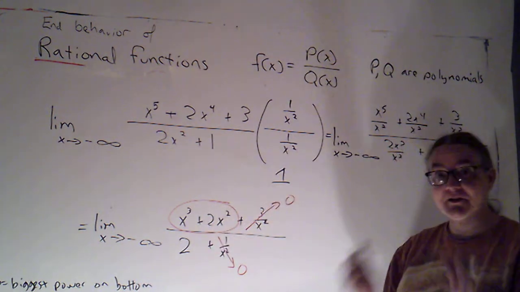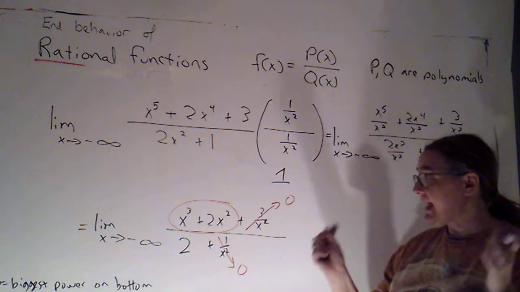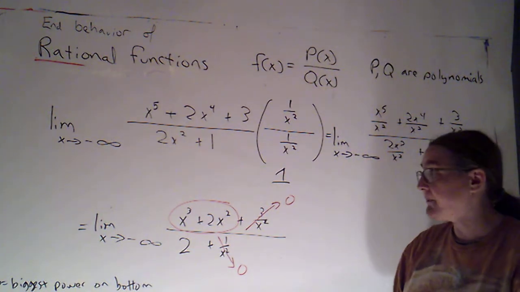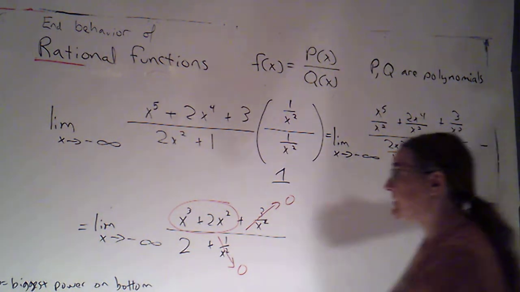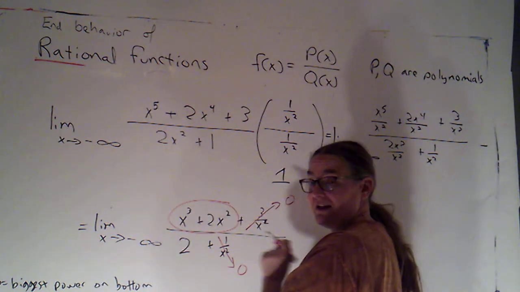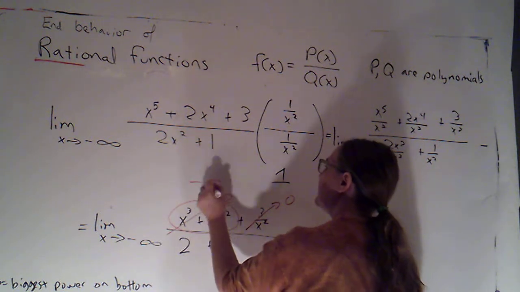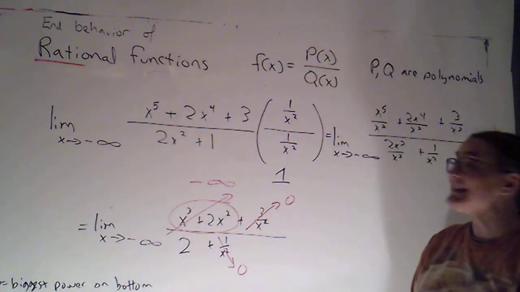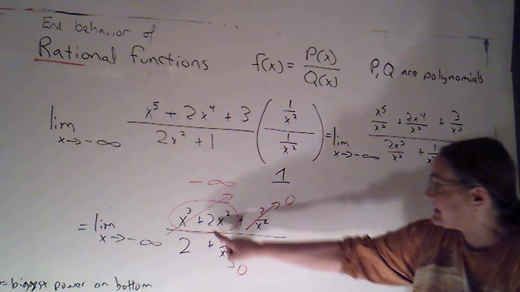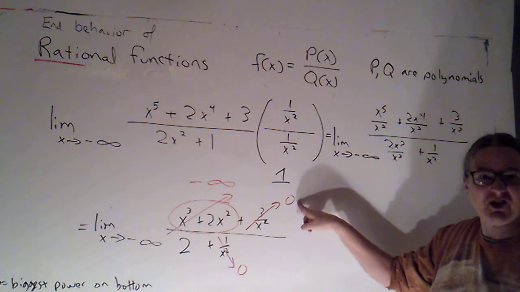That is a polynomial. Just looking at the pieces that have x's left over on top, that's a polynomial that's going to be dominated by its lead term, which is x cubed. That's an odd power. We're going to negative infinity. So the top is going to negative infinity. At least this piece is. This piece is going to 0, so that's not going to change it.